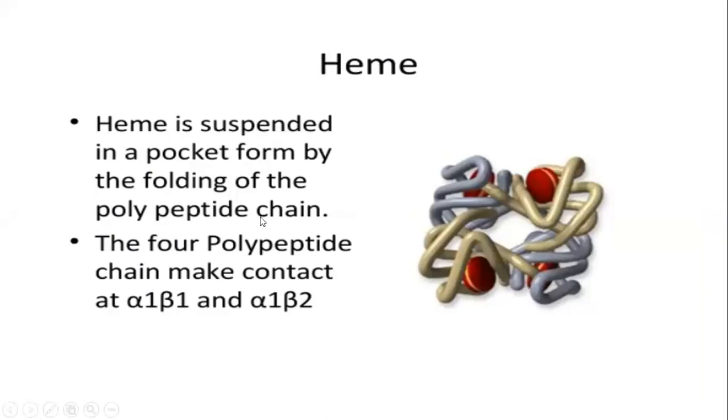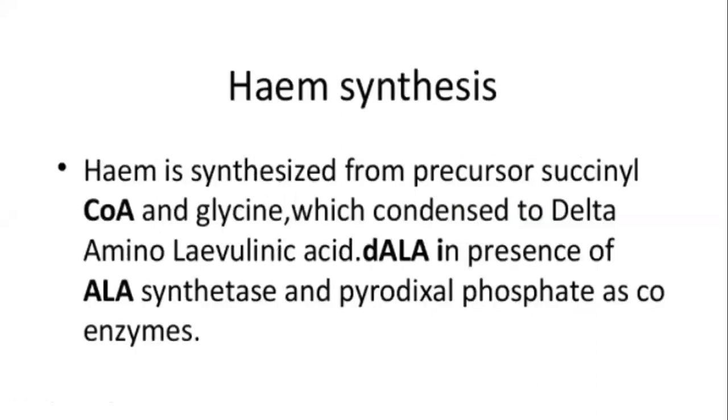Okay, so heme, as I did mention, is suspended in each of the polypeptide chains. And therefore the 4 polypeptide chains, which are composed of an alpha chain and a beta chain, another beta and an alpha, would have a total of 4 heme groups. How is heme then synthesized?